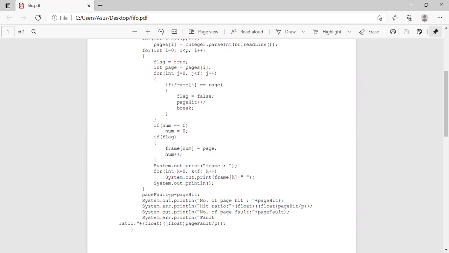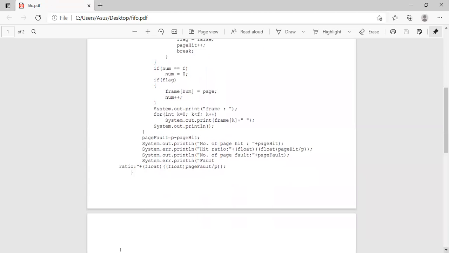Now this is page fault: P minus page hit. What is page hit? If a page is already in the frame, it's a page hit. So in our example, 6 times we have hit the page. P is the total number of pages, that is 10. 10 minus 6 is equal to 4. That is our page fault. So here we display the total number of page hits and the total number of page faults.